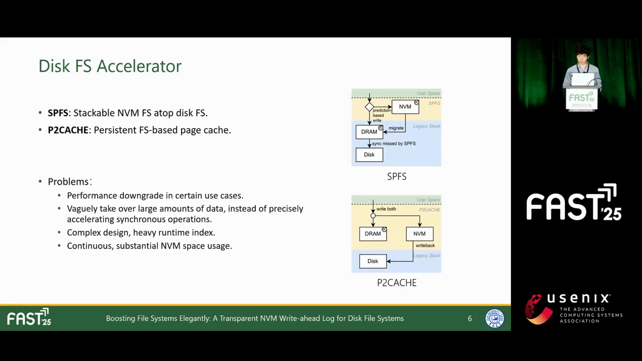P2Cache allows fast reads from DRAM, but the cost is write performance. It writes all data, whether sync or async, to NVM. This clearly leads to a performance downgrade for workloads with async writes.